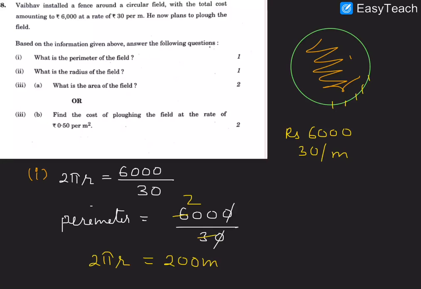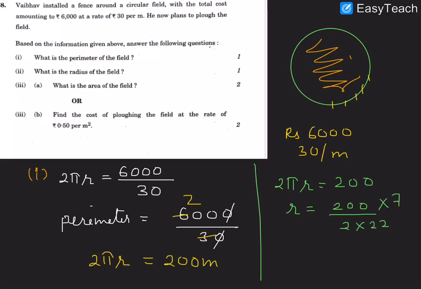What is the radius of the circular field? So to find the radius, as we know, 2 pi r is 200. That means r will be 200 by 2 pi, putting the value of pi as 22 by 7. So 350 by 11 is your r. So you can simplify this, and otherwise you can use the same value 350 by 11 to calculate the other things.